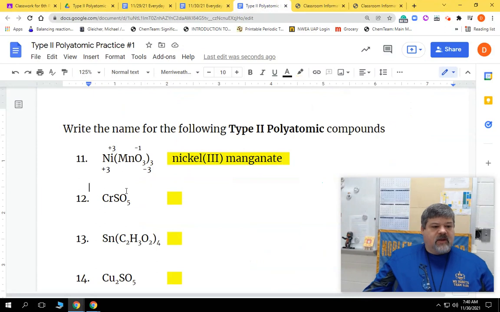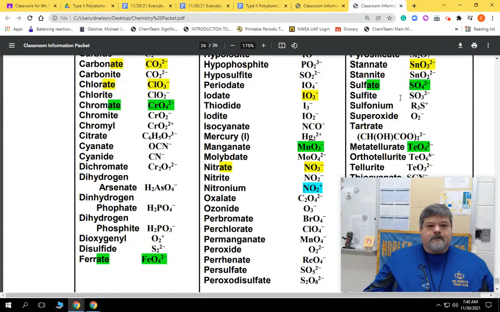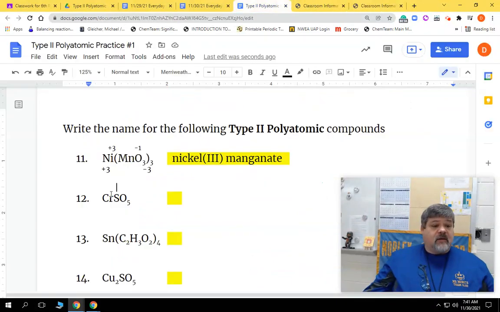Let's go to the next one, number 12. Okay, we have SO5, so let's go to our packet, SO5. There's SO4, but I don't see SO5, persulfate. I remember that if I can't find it in the -ate group, I look at the per-, which means one more oxygen, so it's a -2. So we'll go back in here, and this will be a -2.